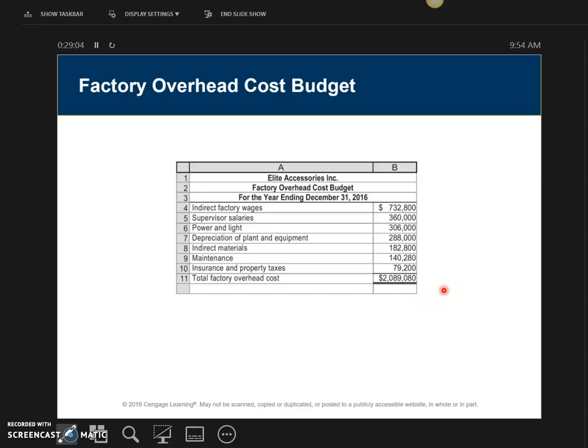So now I know my direct materials, my direct labor, my factory overhead costs. So we're able to at least get the sales budget, the production budget, and all the three components of the production budgets finished with this video. Next, we're going to move to cost of goods sold budget on the next video.